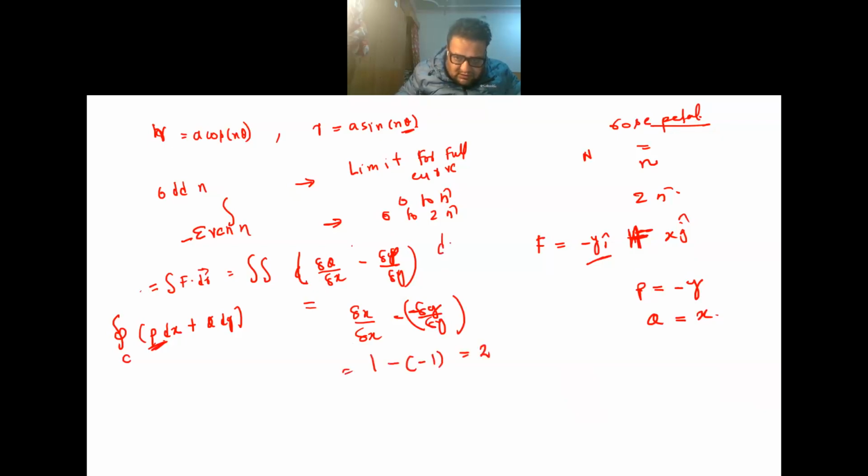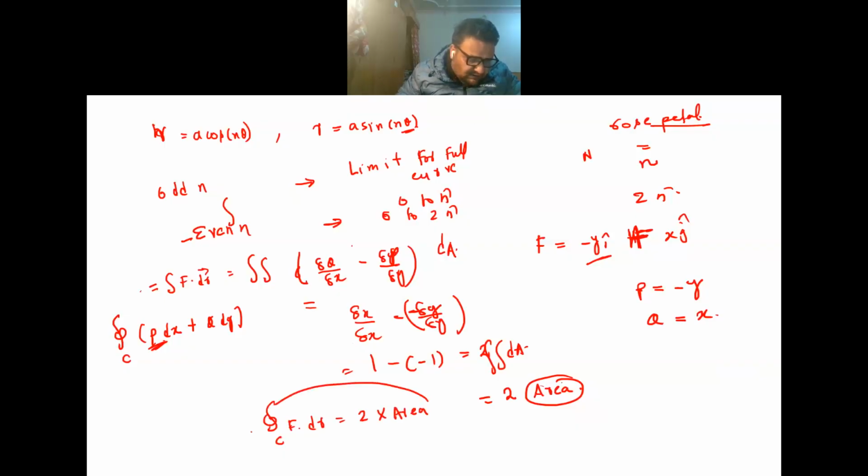And then this was into dA also. So this is your twice double integration of dA, right? So that means double integration of area in x and y. So this would be the complete area. So twice into area. So here the line integration of F dot dr is coming 2 into area.